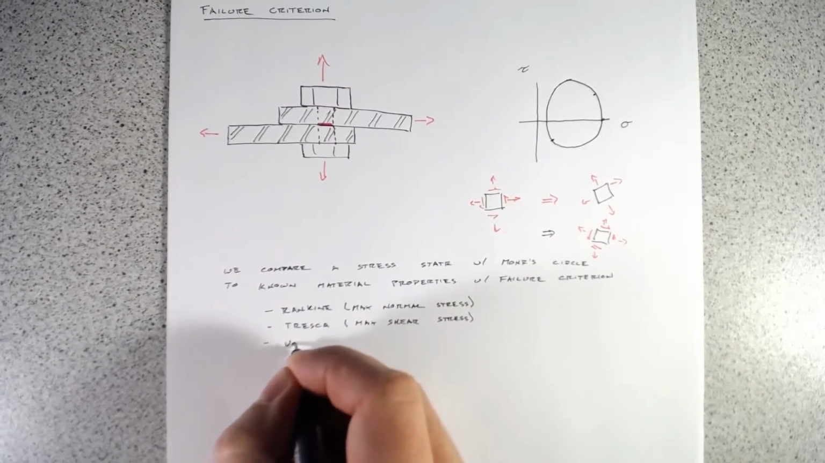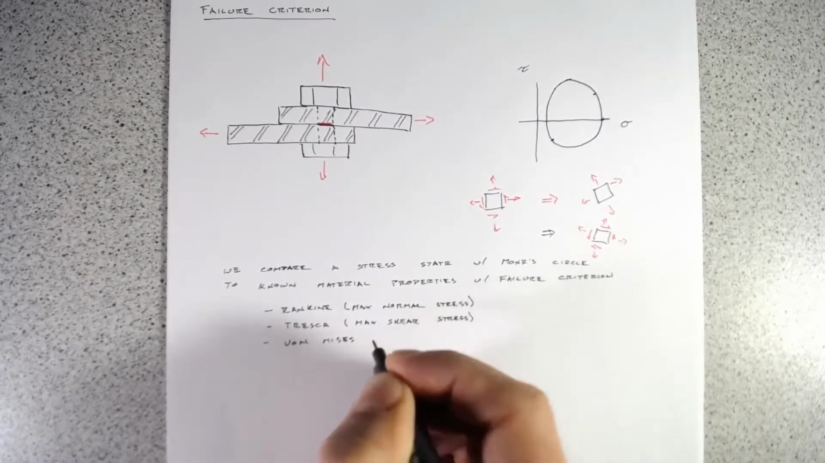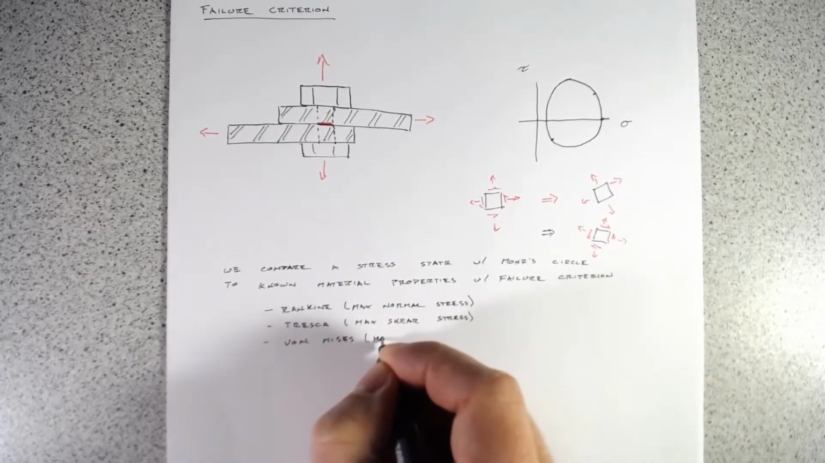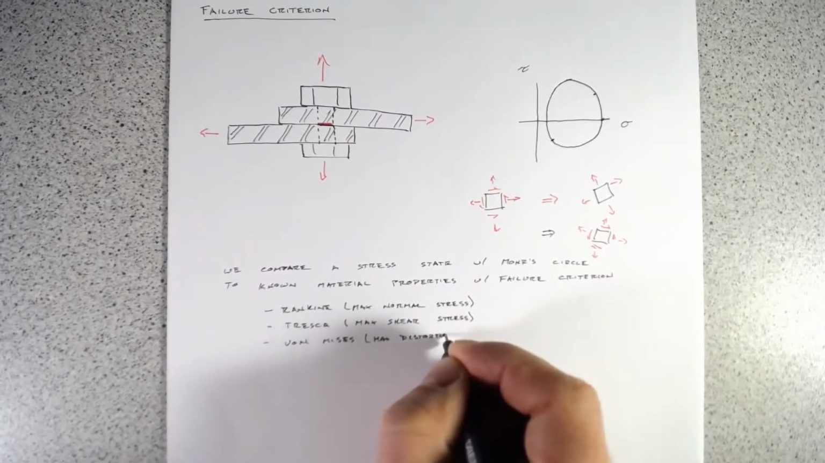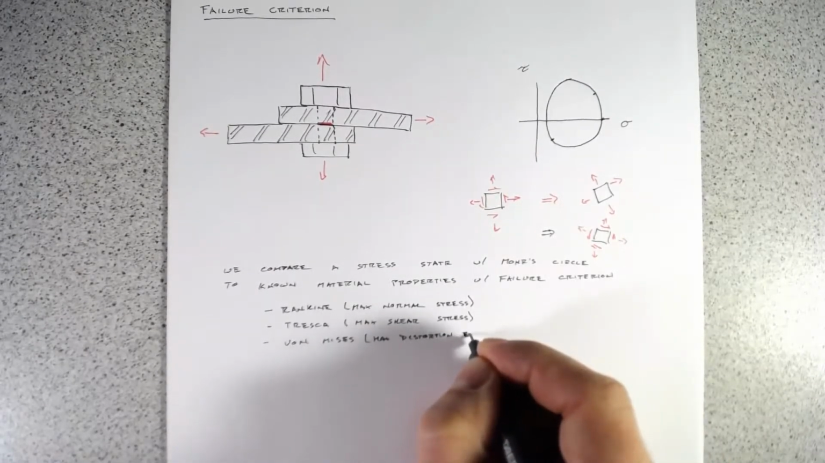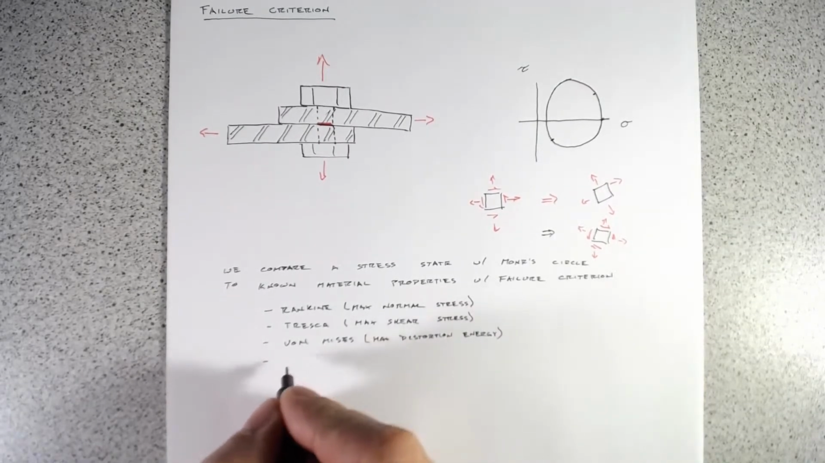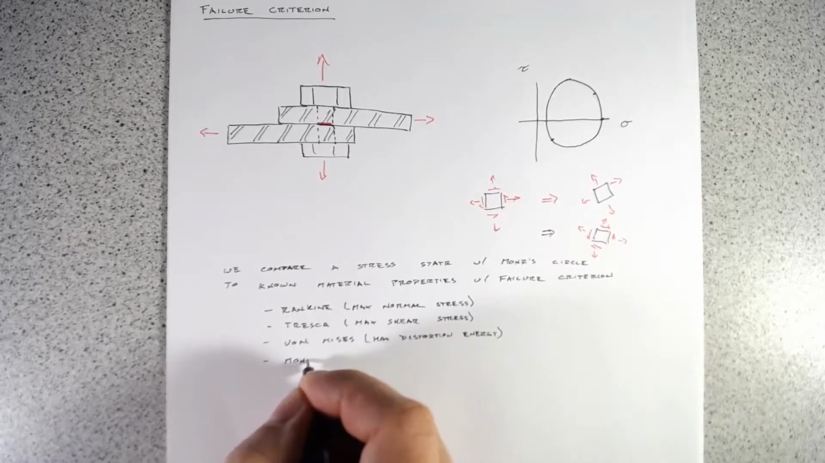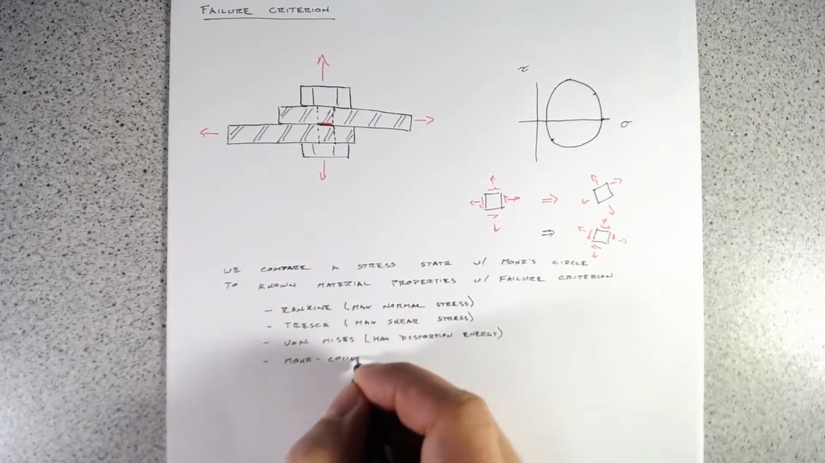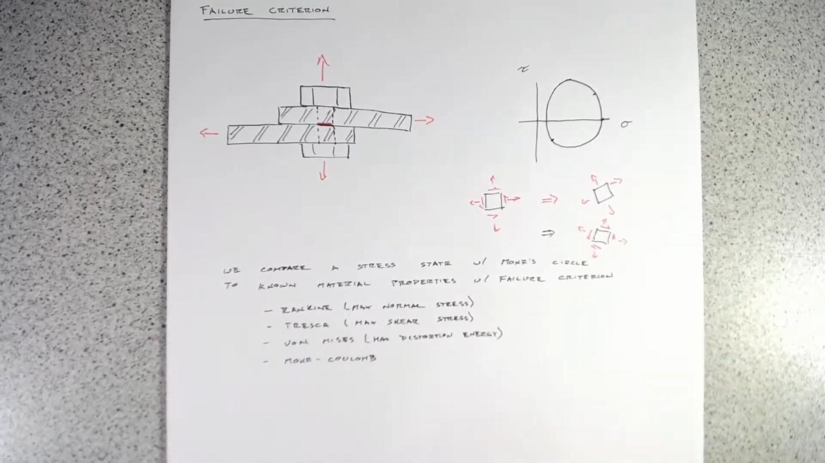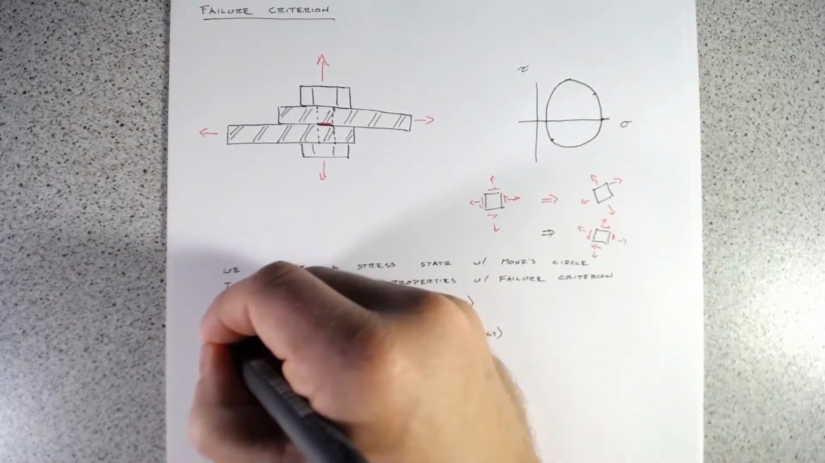Then we have von Mises, that's our max distortion energy. And then we've got Mohr-Coulomb. And as I said, we'll talk about these 3.